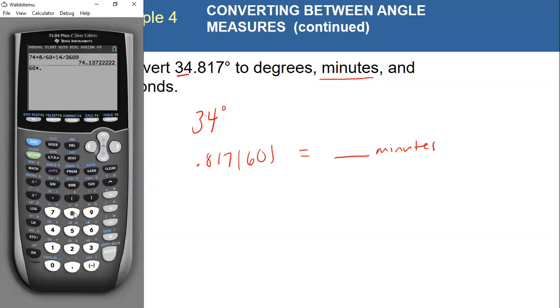Doesn't matter how you put it in. And we get that it is 49.02. So we're now at 49.02 minutes. Now you're going to take the decimal of the minutes to find your seconds. What did we multiply to get that? Minutes, we divided, sorry. So we're going to multiply. And that's going to tell us the number of our seconds.